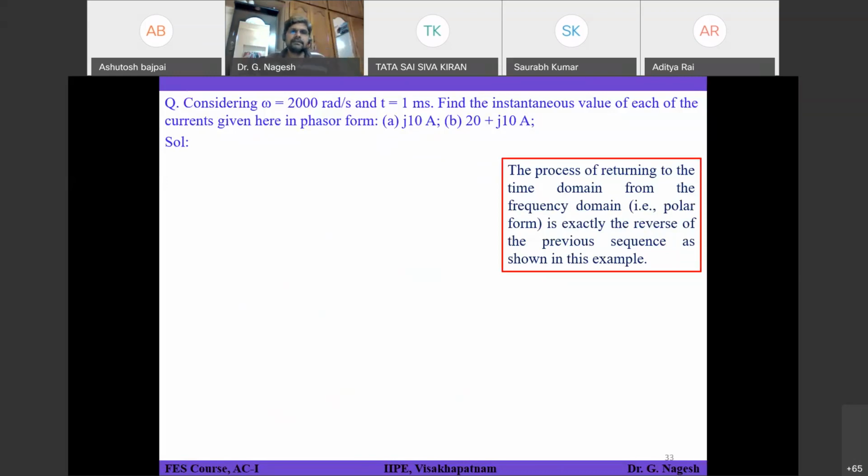So they have given two things. One is phasor form. In phasor form, there is j10. Let's see, consider part A, you consider j10 A amperes.